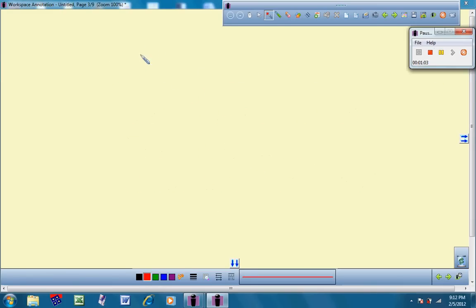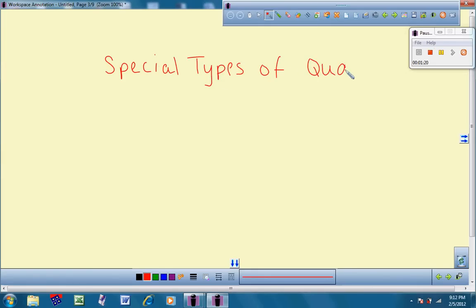Alright, next you're going to have to be able to identify the special types of quadrilaterals. You will not have a word bank. You are going to have to know the names of the special types of quadrilaterals. So we'll go ahead and go through them right now. One special type of quadrilateral is a rhombus. Now we know we have a rhombus because all 4 sides will indicate congruent lengths.